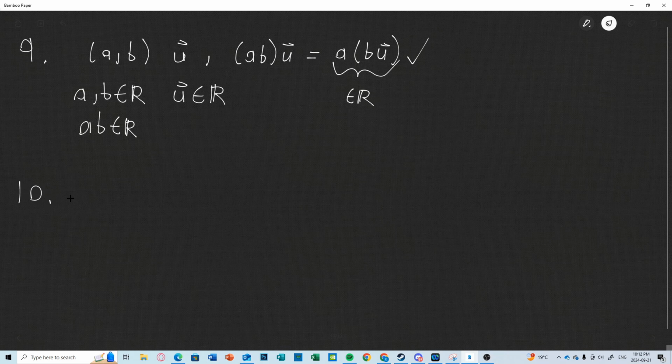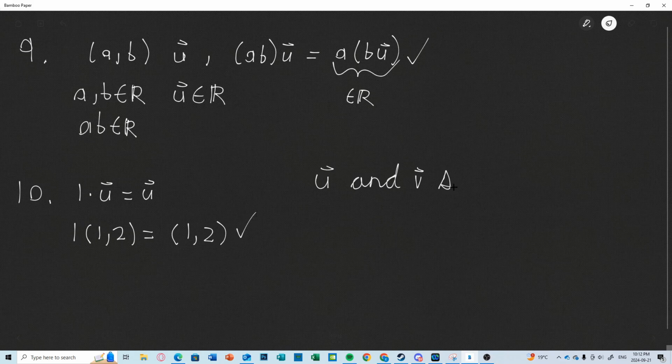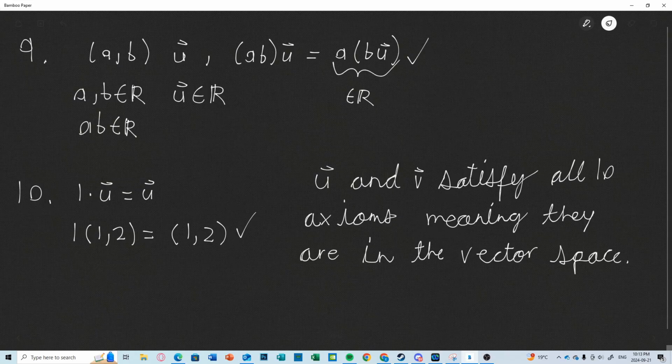And finally is axiom number 10, which just states that 1 multiplied by our vector U gives us U. And if we have 1, which is our scalar, multiplied by our vector 1 and 2, even if you multiply it in, it still gives us 1 and 2, meaning that all the axioms are satisfied. U and V satisfy all 10 axioms, meaning that they are in the vector space.